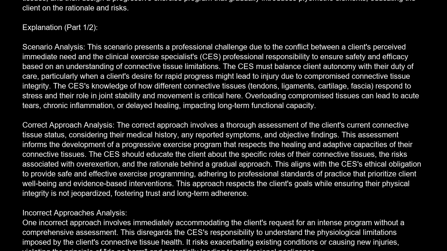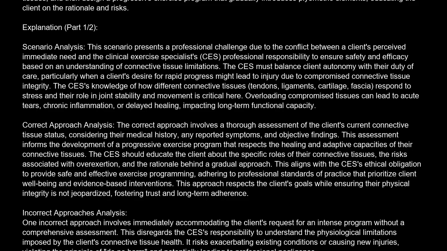Explanation. Scenario analysis. This scenario presents a professional challenge due to the conflict between a client's perceived immediate need and the clinical exercise specialist's (CES) professional responsibility to ensure safety and efficacy based on an understanding of connective tissue limitations. The CES must balance client autonomy with their duty of care, particularly when a client's desire for rapid progress might lead to injury due to compromised connective tissue integrity.